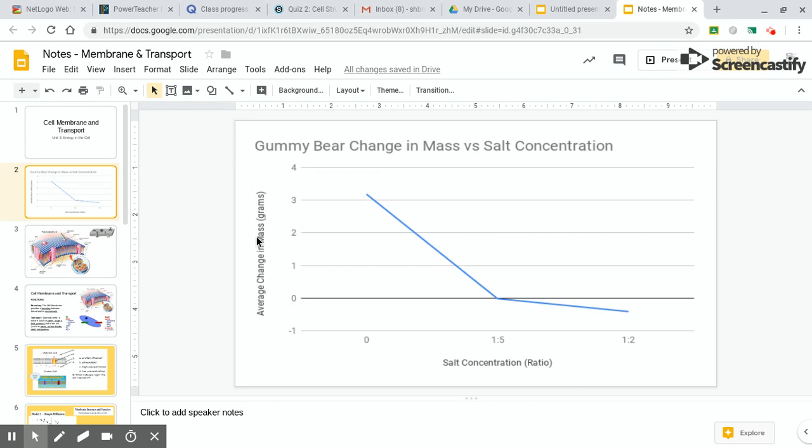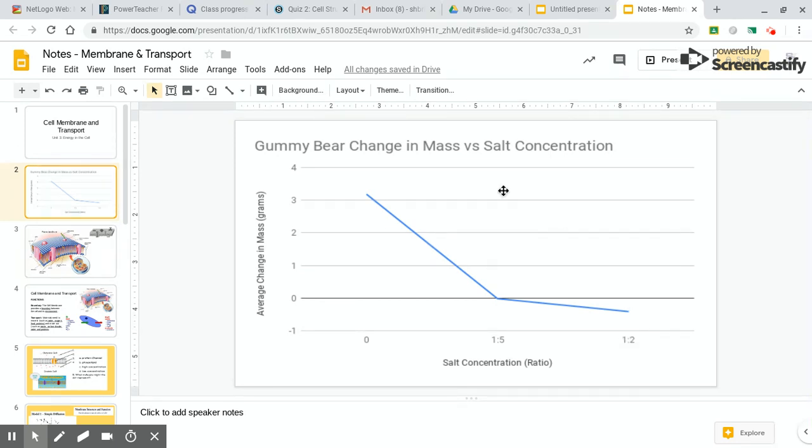Let's start here with the gummy bear mass changes. We have the average change in mass over here, how much the mass was gained or lost, and we have the salt concentration over here. So here we have no salt, and over here we have very salty, 1 to 2, 1 part of salt to 2 parts of water. And here we have 1 part of salt to 5 parts of water, so not quite as salty. And as you can see, in just the normal water, the mass changed the most. And over here, in very salty, it actually lost mass.